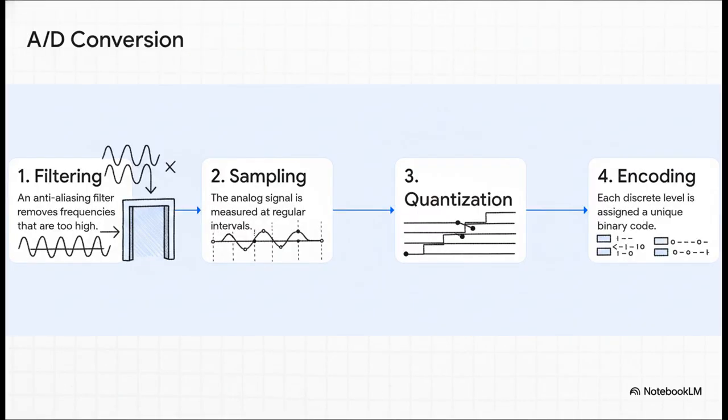So this process of going from analog to digital, or A to D conversion, happens in 4 key steps. First, a filter gets rid of any frequencies that are too high to be captured accurately. Second, we sample the signal, which just means we measure its value at regular intervals. Third, each of those measurements is quantized, which is basically just rounding it to the nearest value on a predefined ladder of levels. And finally, each of those levels is encoded into a unique string of ones and zeros.